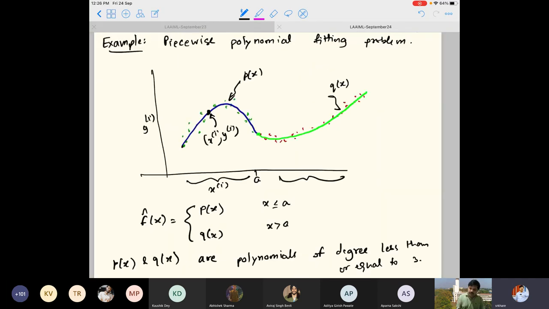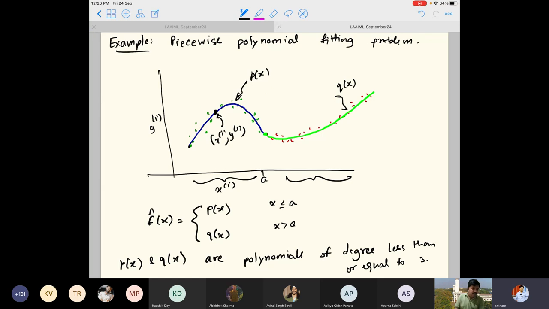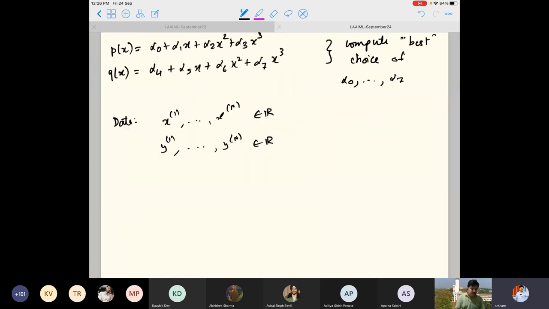So what is the condition at a? The condition at a says that the polynomials at this point should be continuous, and the first derivative also should match. How will I write this down? The way I'll find this out is the following.